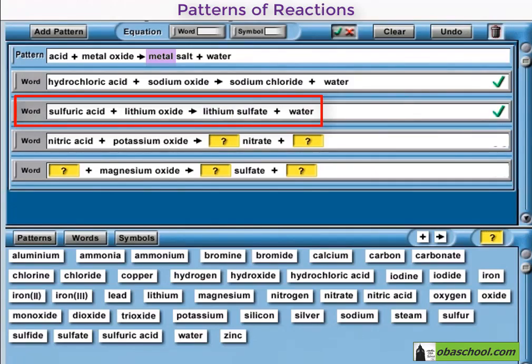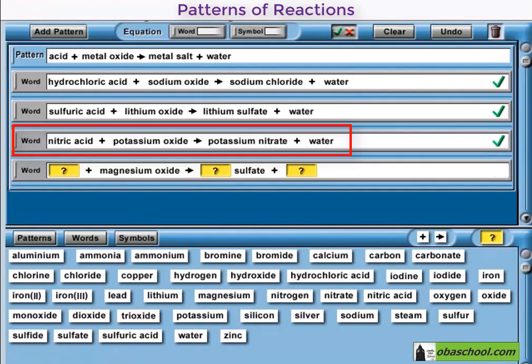That is correct. Lithium sulfate is the metal salt product of this equation because the metal is lithium and sulfate is the acid bit of the metal salt. Let's take a look at the third equation. Nitric acid plus potassium oxide gives two products. What are they?